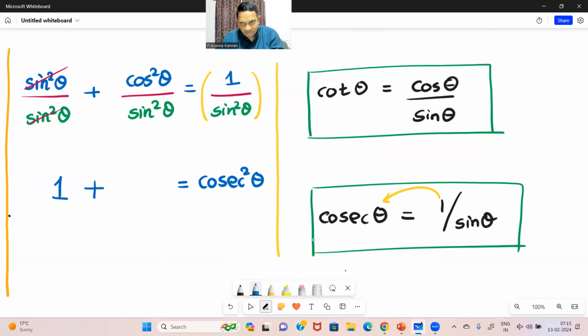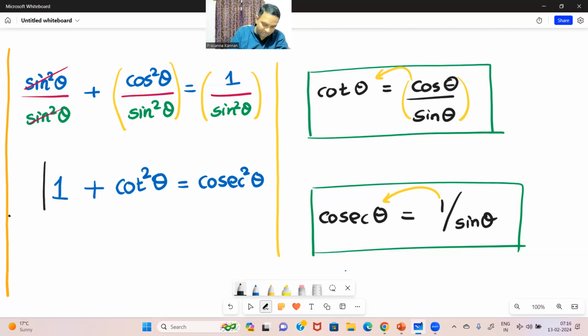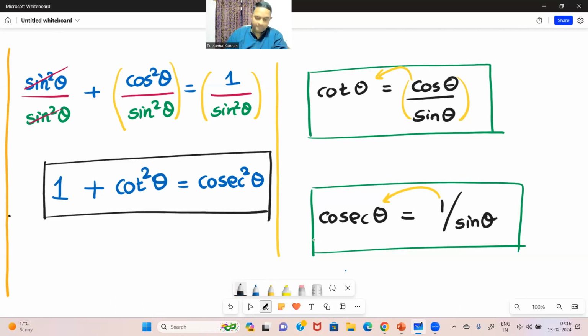What is cos theta by sine theta? Cot. Yeah. So what is cos square theta by sine square theta? Cot square theta. Exactly. So we find the third important formula in trigonometry. Okay. So I have derived for you 3 important formulas in trigonometry.